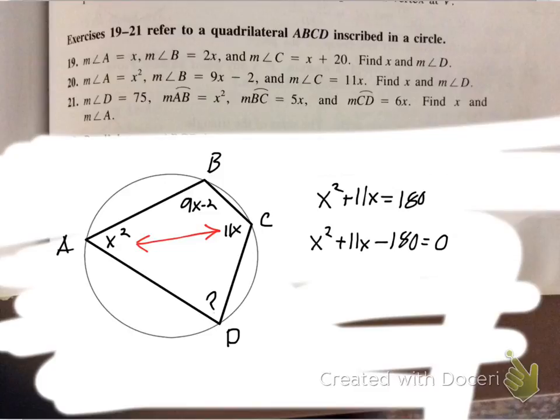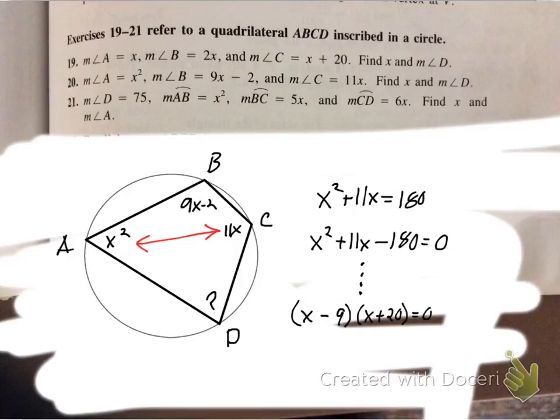When we factor this, though, I believe we come up with, what would that be? x minus 9, x plus 20. Does that seem right? Is that what we got? Okay, one person did it. Good job. So either x would equal 9 or x would equal negative 20. Well, it has to be 9 because this can't be a negative angle. So you're just going to use x equals 9.